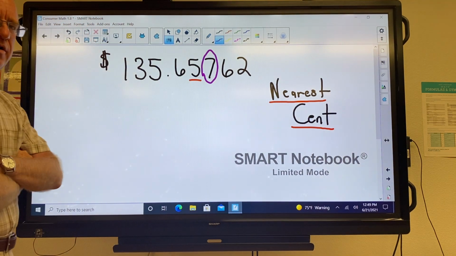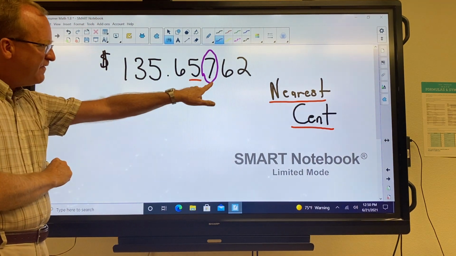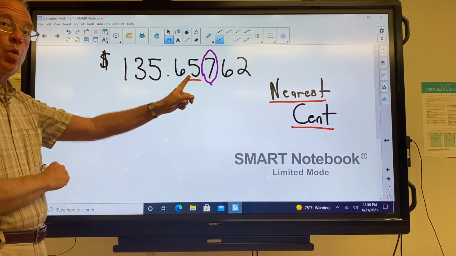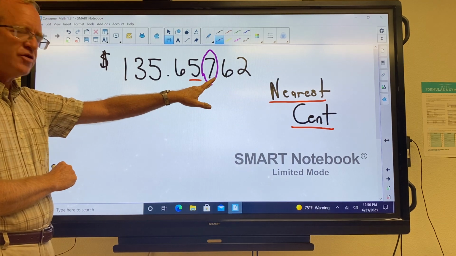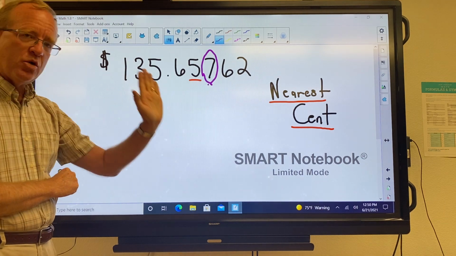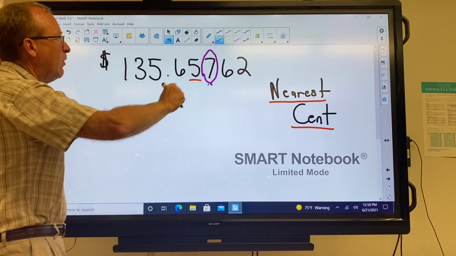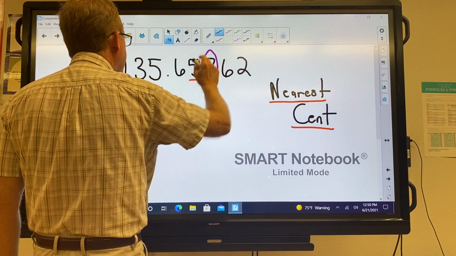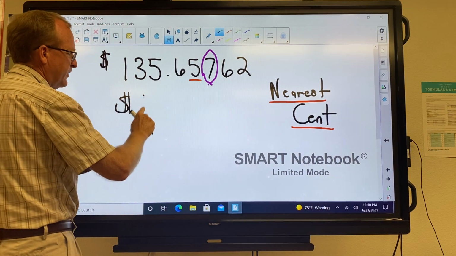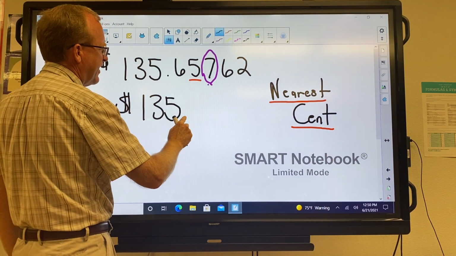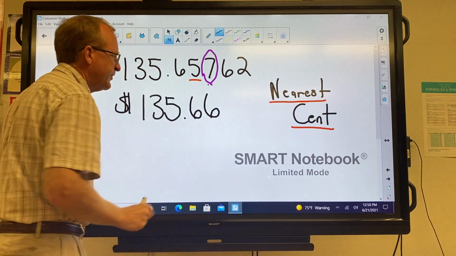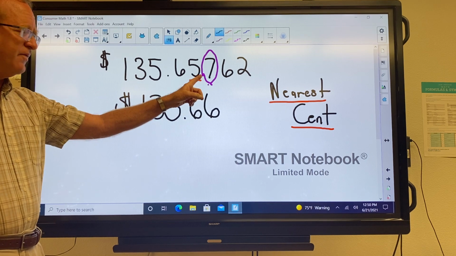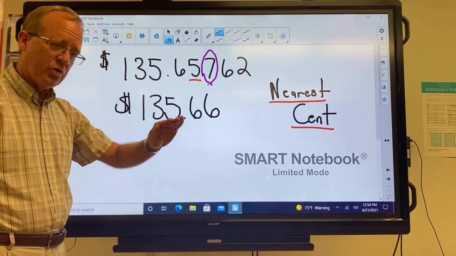All right. Now here's the rounding rule. If this number is 5 or bigger, this number bumps up 1. If this number is 4 or less, you hold. Now, this number is 7. Because it's bigger than 5, this rounds up. And it becomes 135.66. So like I said, if this number is 5 or bigger, bump up. If it's 4 or lower, hold.